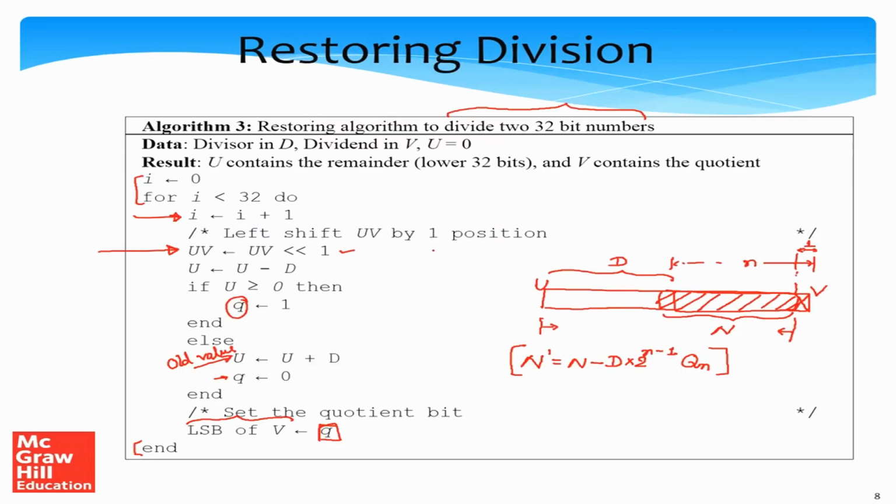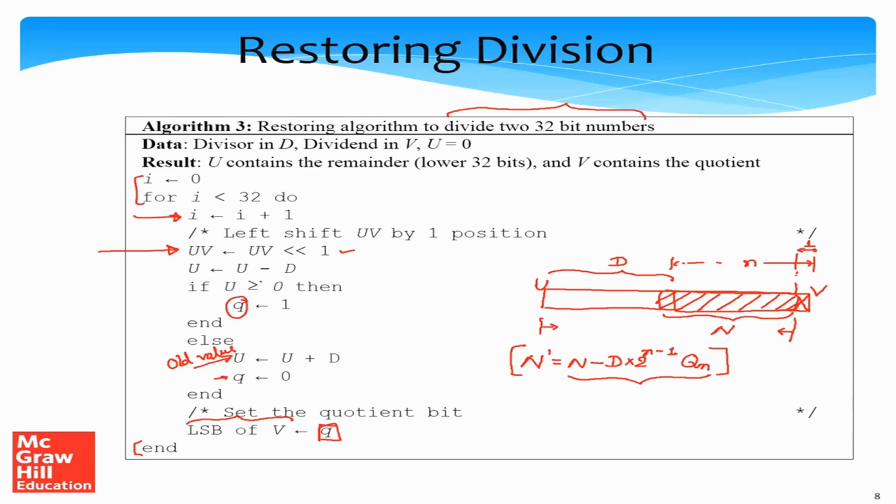So this is exactly what we are doing, that we have computed the new dividend, and the way we have done that is via this particular hardware mechanism. But in a sense, what is being computed inside is the old dividend minus the divisor multiplied with 2 raised to power n minus 1 times Qn, where we are assuming that the quotient bit is 1. So this is just a hardware implementation of the algorithm that we have described.